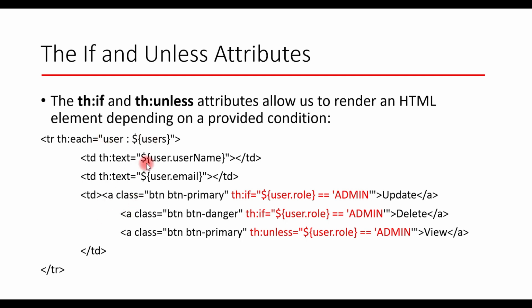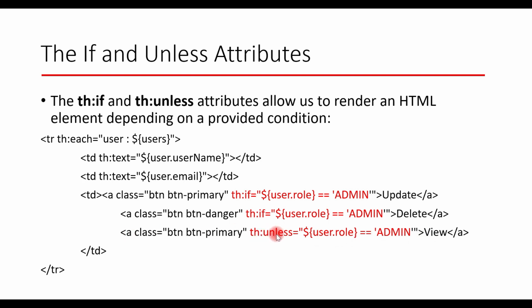Look at the code snippet here. We have a list of users and we are using the th:each attribute to iterate over the list of users. And look at the code which is marked in red. th:if: if the user role is admin, then the system allows updating the user. And again, if the user role is admin, then only the system will allow deleting the user. Unless it will allow all the users apart from the admin role to view the user.